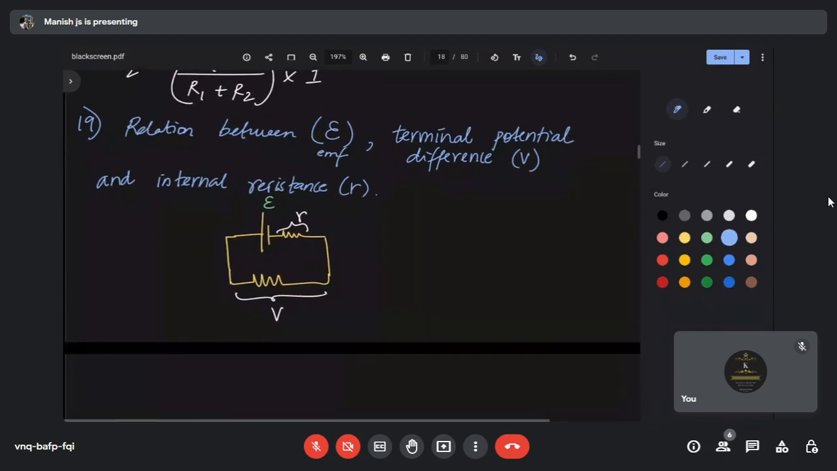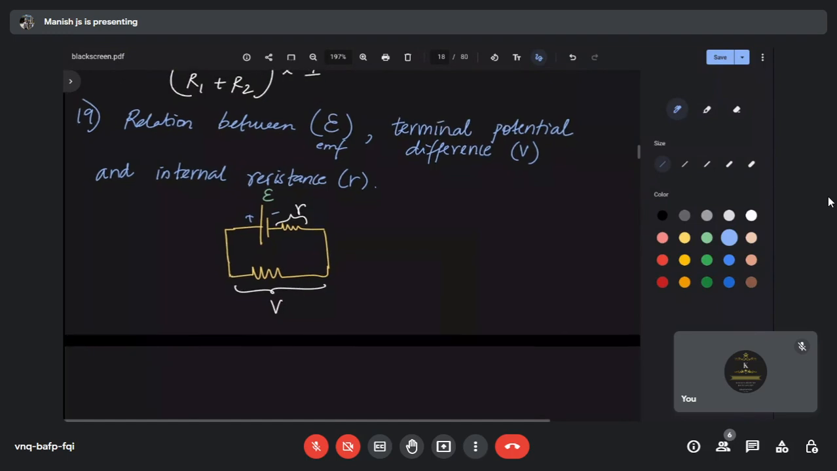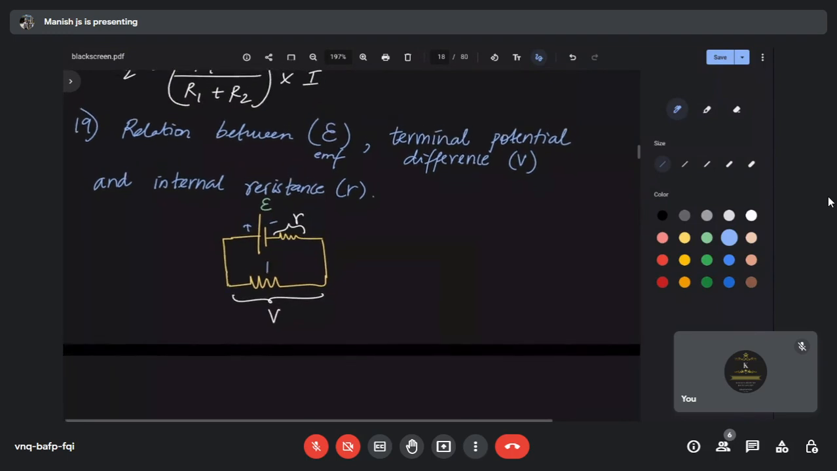Okay. So in that case, we can express this as: this is the positive and this is the negative terminal. Okay. This we'll take as capital R. You know how the current is going to flow. It flows anti-clockwise in this circuit the way I have drawn it.